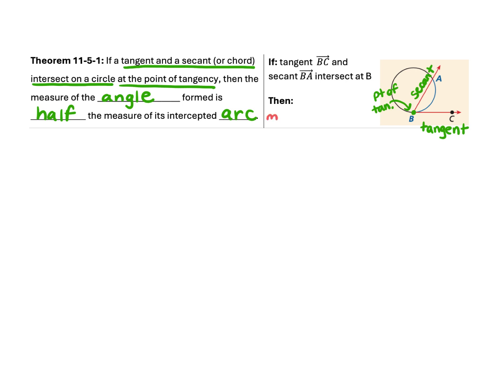So that means the measure of angle ABC will be equal to 1/2 the measure of arc AB. You can also write this the other way around and say that the measure of arc AB is twice the measure of angle ABC. And we'll use both of these. If we're given the measure of the arc, we can take half of it, divide it by 2. And if we're given the measure of the angle and we want the measure of the arc, we can double it by multiplying by 2.